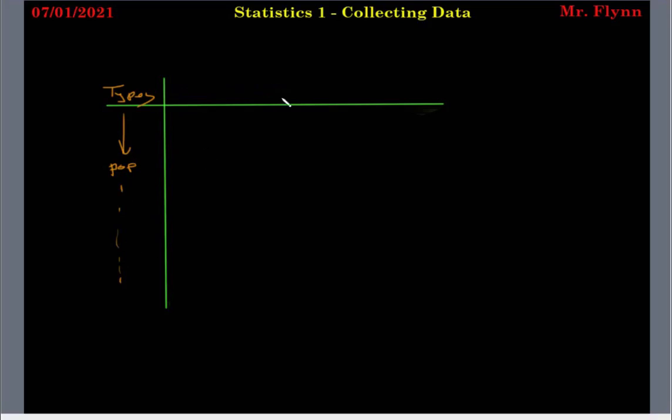And across here, you might have a scale. So you might have 1, 2, 3, 4, and 5. And you might be asking people to rate each genre of music from 1 being their least favorite to 5 being their most favorite. Okay, so that could be a way that she might be able to collect that data.